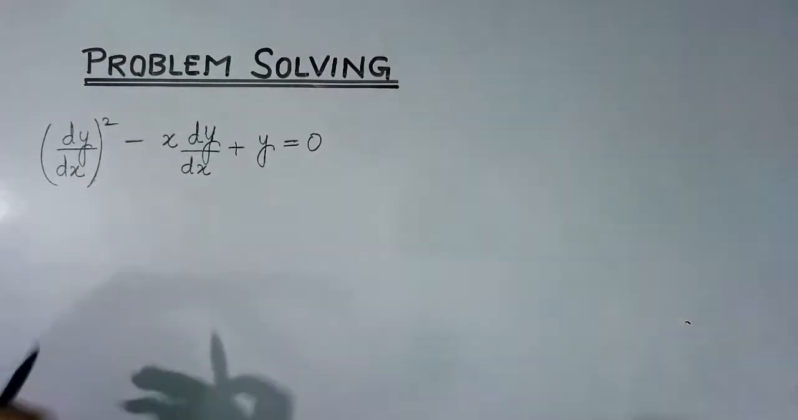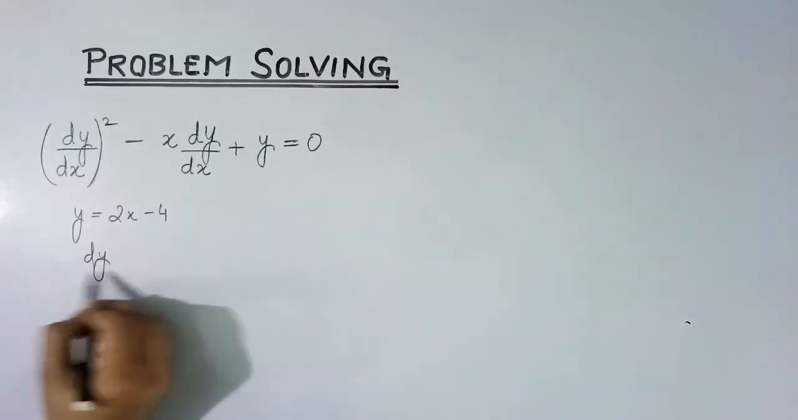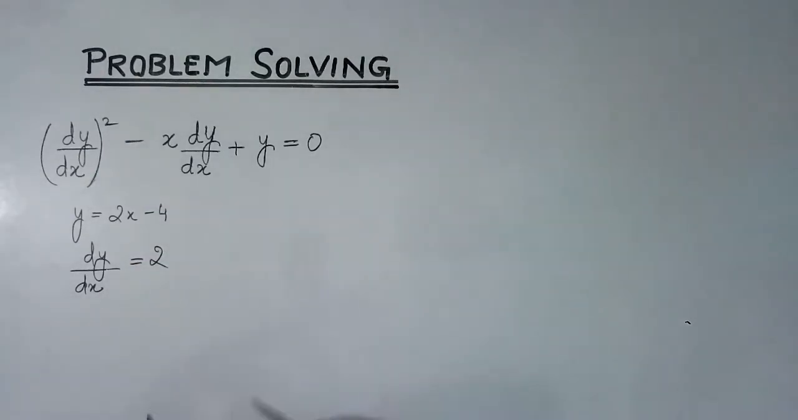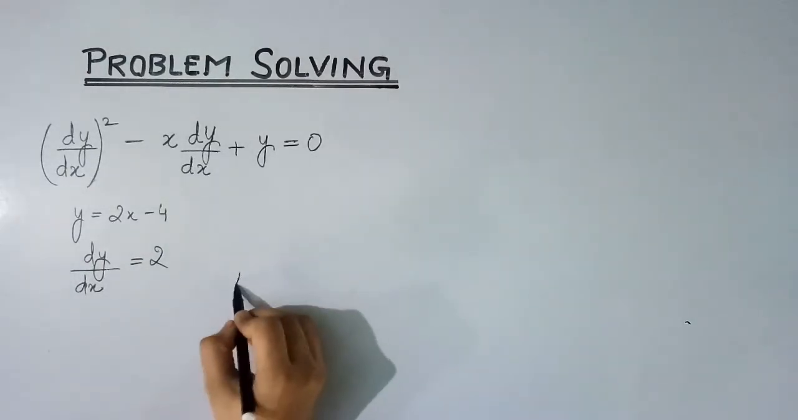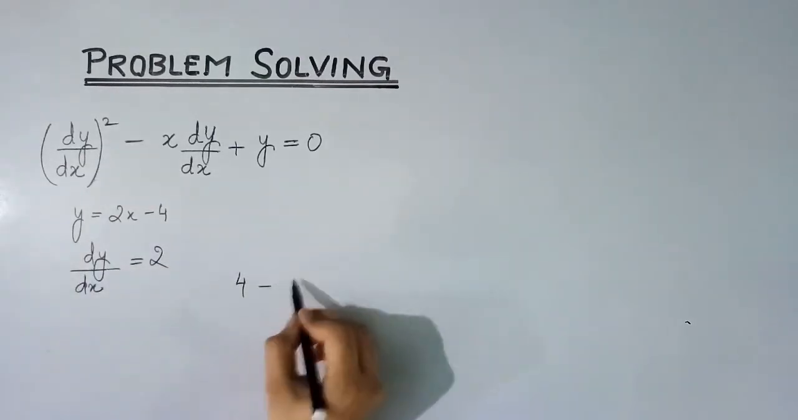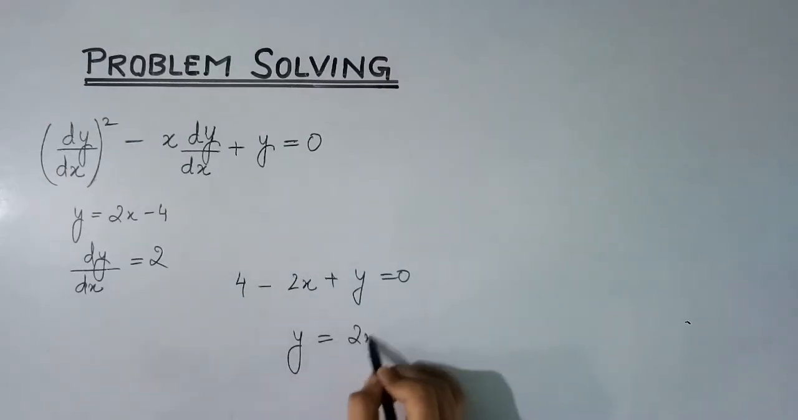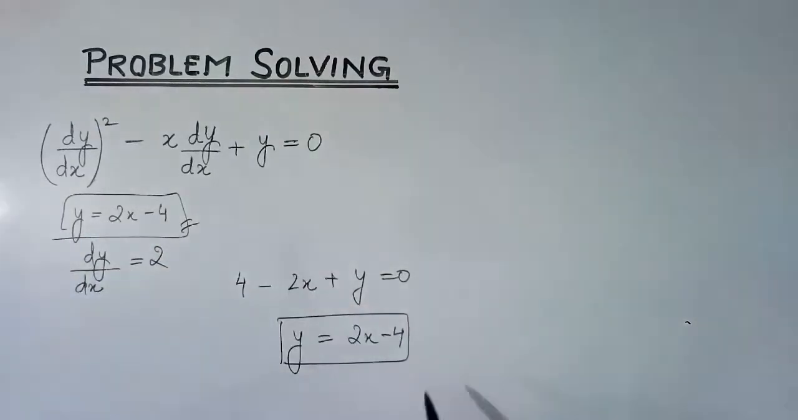Now the third option is y is equal to 2x minus 4. Differentiate it. dy by dx is equal to 2. We obtained this equation. Now putting this value in the given equation, we will get 2 square is equal to 4 minus 2x plus y. So here y comes out to be 2x minus 4, and here y is equal to 2x minus 4. So this satisfies the equation. That is why the third option is correct. You need not check the fourth option.